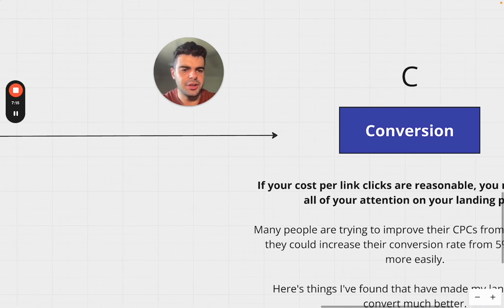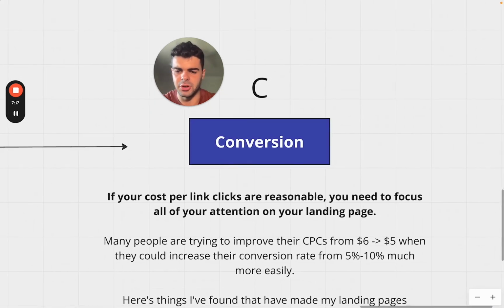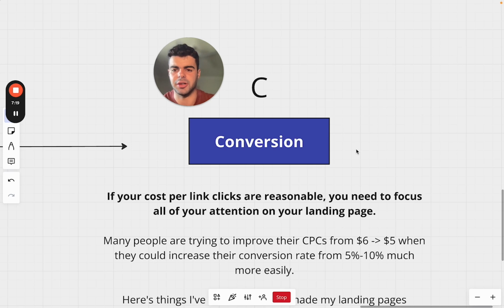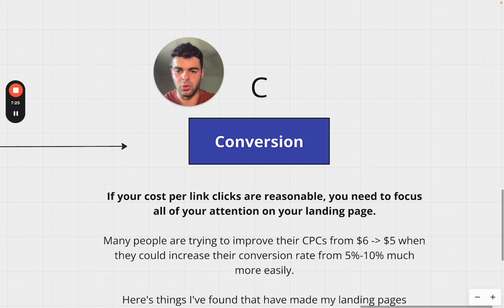And the final C is conversion. So conversion basically representing where you're sending that traffic to. You need to figure out if your ads are actually the problem or if it is where you're sending that traffic, because it could be your landing page. And if it's your landing page, you need to focus all of your effort on fixing that, because that's where you're going to get the best return on your time and you don't need to make crazy new ads.